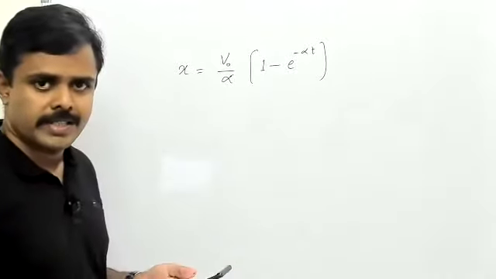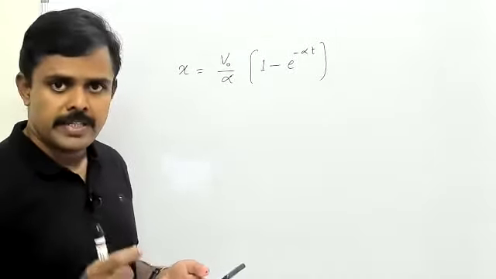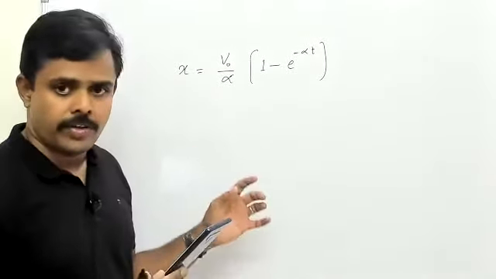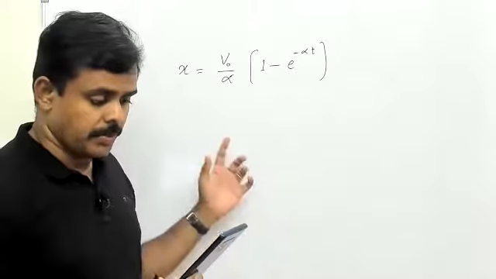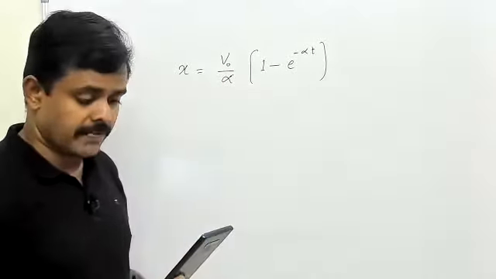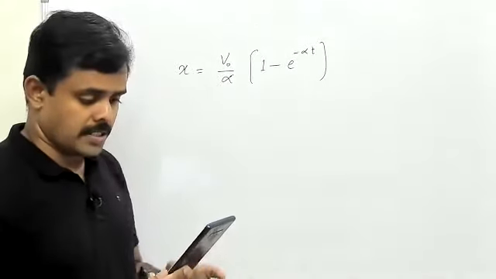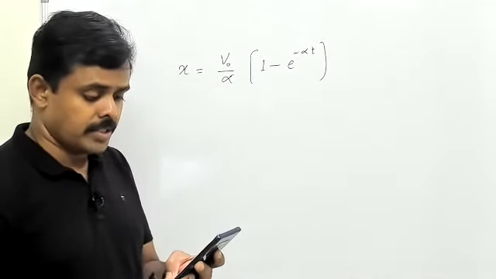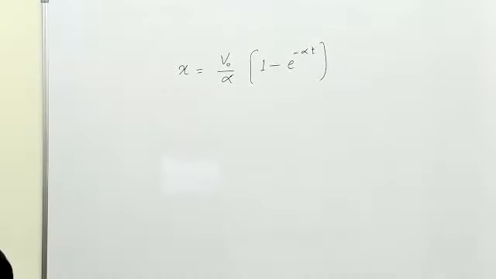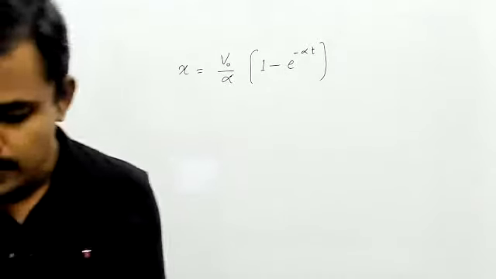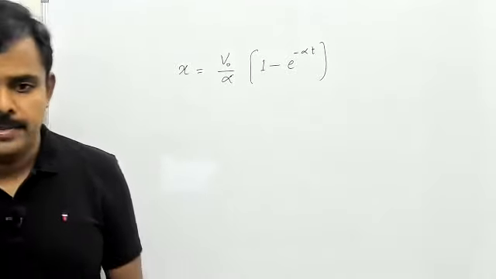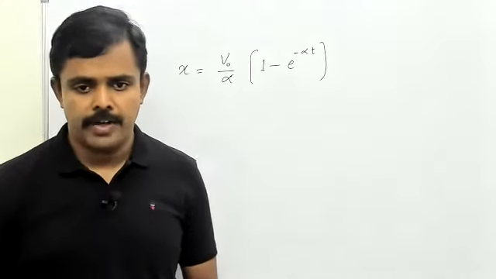I'm not giving the options. It's a previous NEET examination question. So you have to just write that. I'm just asking you to find the answer. The position of a particle is given by x is equal to V0 by alpha into 1 minus e raised to minus alpha t, where V0 is a constant. Find the dimensions of V0 and alpha.